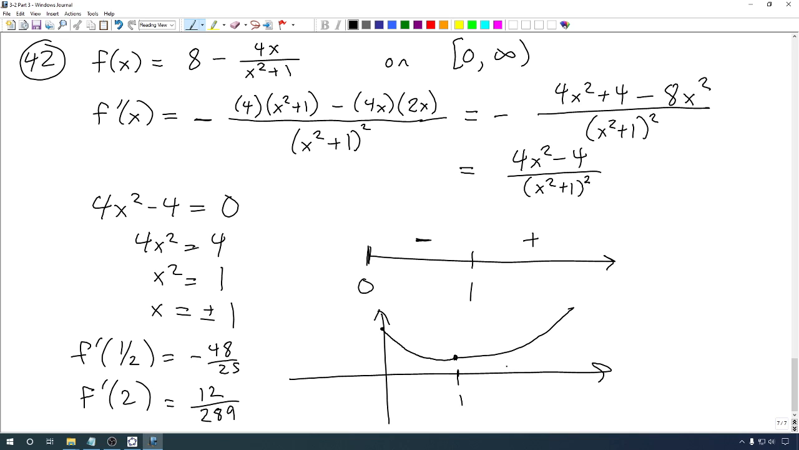But we can get an idea from our sketch that this has to be the absolute minimum. There's no way our graph can ever come back to lower values than it was at 1. It is continuous on this whole interval. In fact, this function is continuous everywhere. So this function has an absolute minimum at 1.